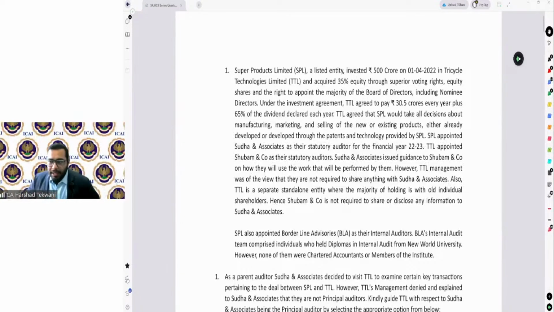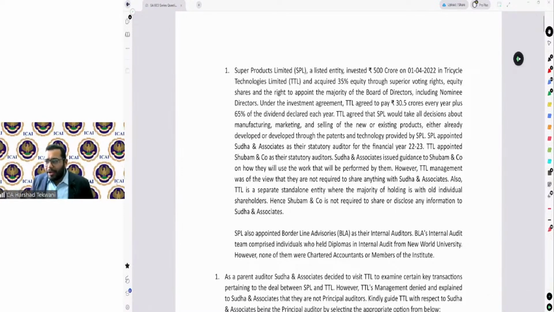So let's start the series. I will be covering the SA 600 series. The SA 600 series has three major standards: SA 600, using the work of another auditor; SA 610, using the work of internal audit; and SA 620, using the work of an auditor's expert. In previous lectures, we have seen some questions on using the work of an auditor's expert, together with management's expert, and I will see some again today.